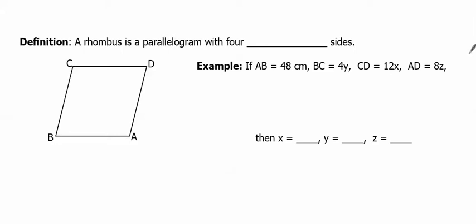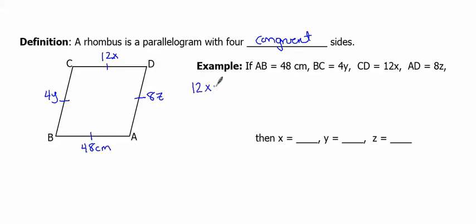If we look at the definition of a rhombus, we know that it is a parallelogram with 4 congruent sides. So in geometry, we mark congruent sides with little hash marks. Now let's go ahead and label our figure. AB is 48 centimeters. We know that from B to C is 4y, from C to D is 12x, and from A to D is 8z. Well, since all of them are the same, they all equal 48.